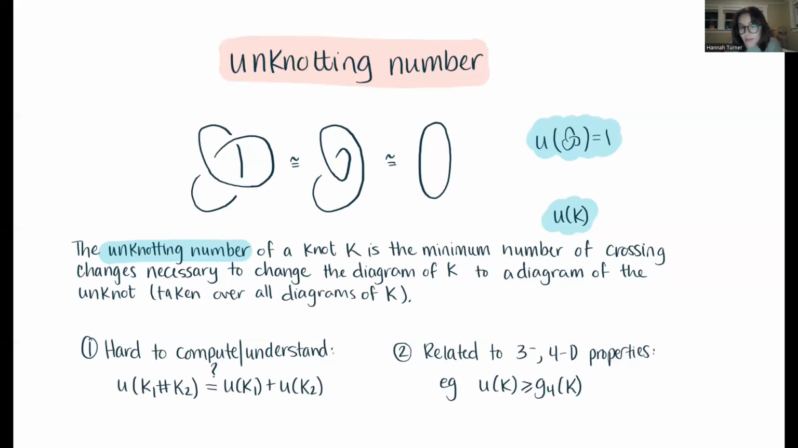Another reason you might be interested in this invariant is that it's related to 3- and 4-dimensional manifolds that are related to a given knot. So one example is that the unknotting number gives you an upper bound on the smooth 4-genus of our knot. So that's some 4-dimensional property.